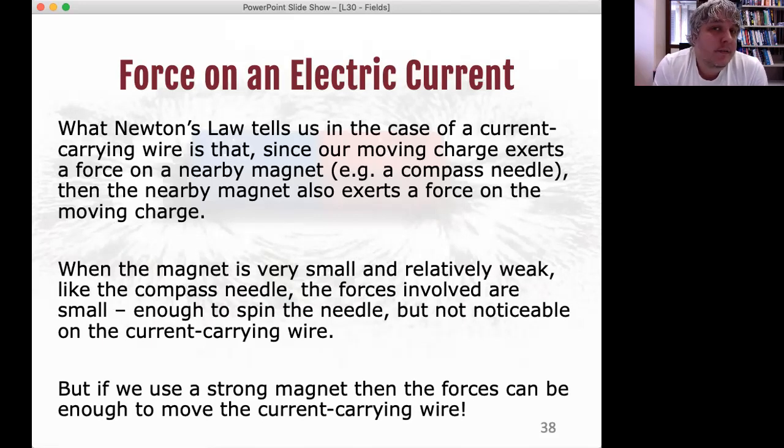Because a compass needle is very small, it's a weak magnet, the forces involved are pretty small, enough to move the little magnet in the compass according to the magnetic field, but not enough to move the current carrying wire noticeably.